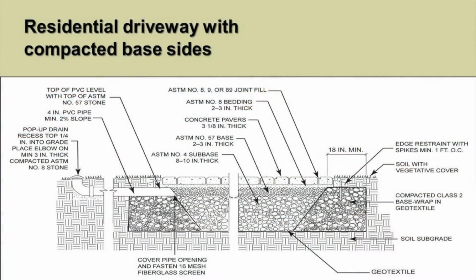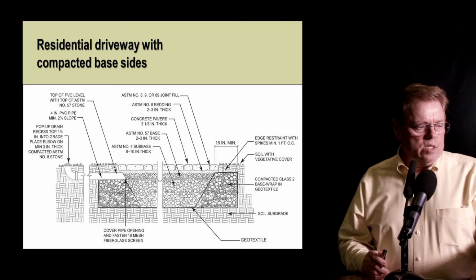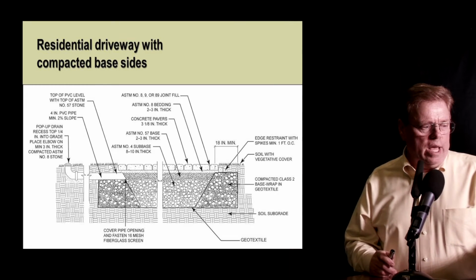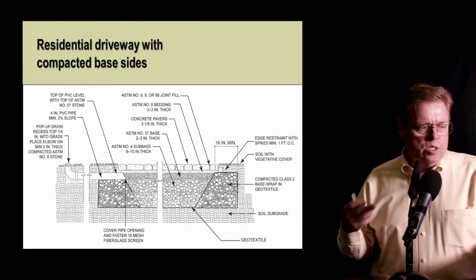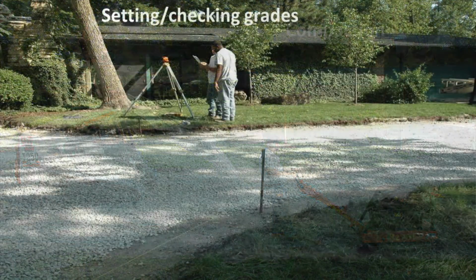In a section or a detail, this is how that would be done. The open graded material in the center here, dense graded for 18 inches on the sides and compacted that way. You may want to use some geotextile to separate the two if there's a lot of fines in there, but not necessarily for the base or for the bottom of that. And then the construction is similar to the rest of the permeable interlocking concrete pavement system. Compaction, checking and setting the grades.